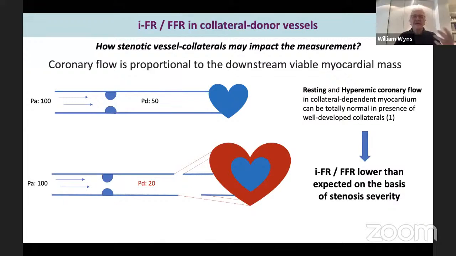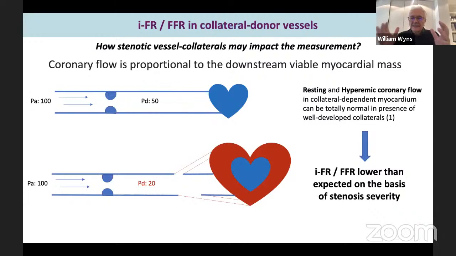Exactly. So if you have an LAD, the myocardium subtended by that stenosis might be double what it normally is because it takes care of itself and the entire right coronary distribution. So therefore, you will see a mild stenosis and very severely depressed FFR or iFR. So thank you for that.